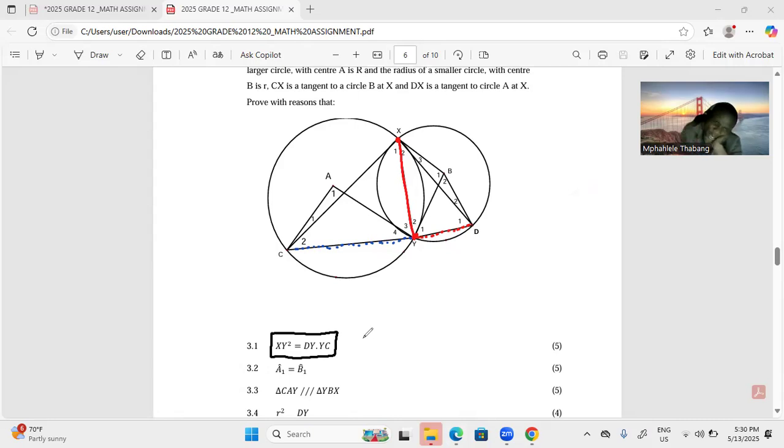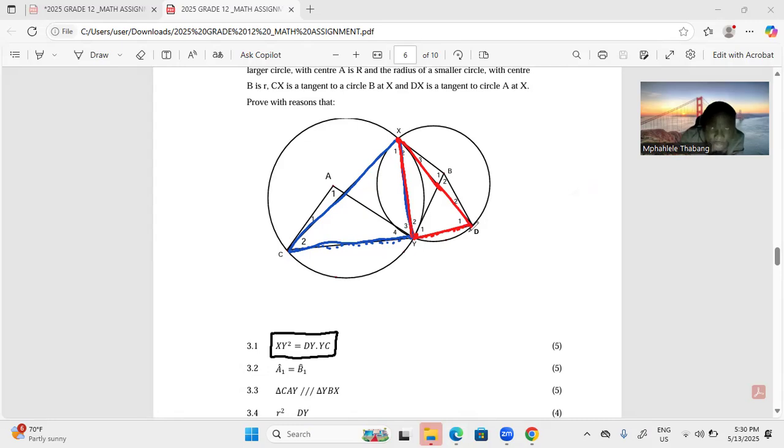And I'm thinking, maybe this guy wants me to show that this triangle here is similar to this triangle here. Maybe if we prove that the two triangles are similar, then we will be able to prove that XY squared equals DY times YC. So watch out for some similarity of triangles.